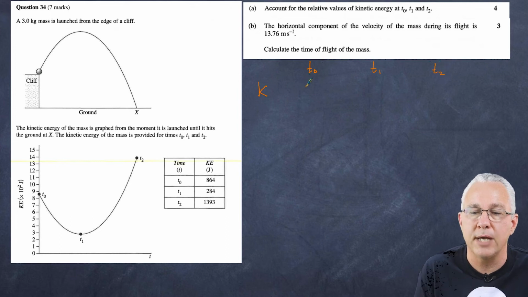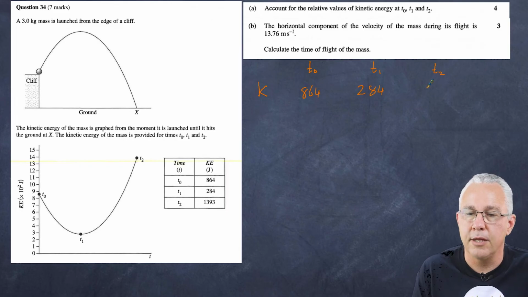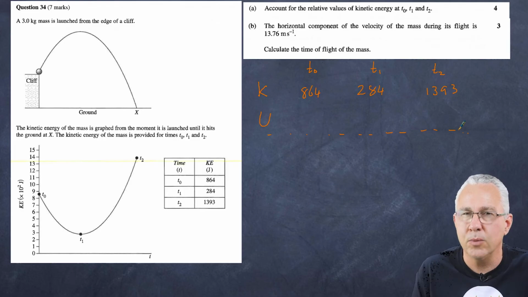And of course we can put those values in and we get 864 here, 284 and 1393. But what other energy does it have? Well, it has potential energy. But do we know what those values are? Well, we can work that out, and this is where we're accounting for this.